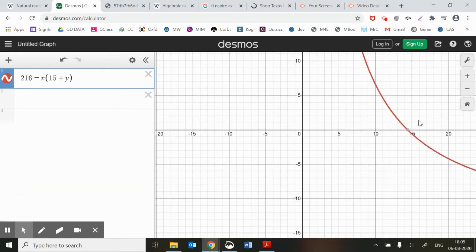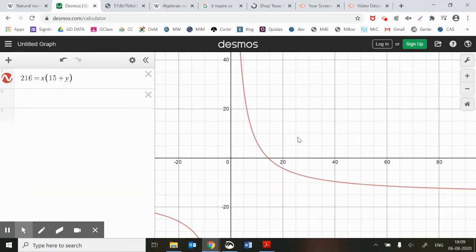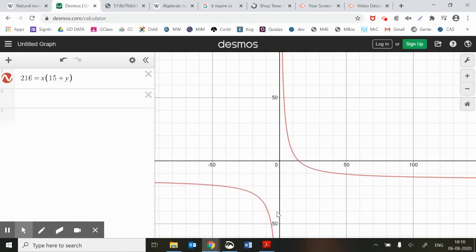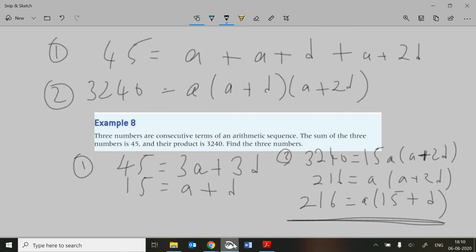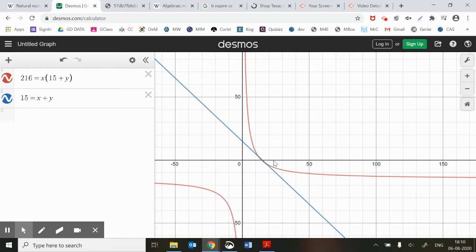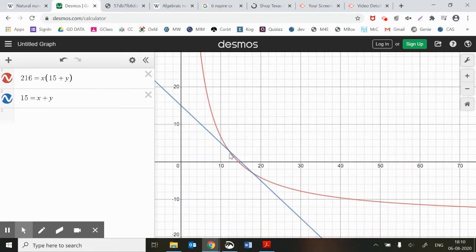Let's get rid of that. I was playing around with it earlier. So there's the function. Interesting function. It's got 2 asymptotes, an asymptote there, and a horizontal asymptote, in fact. Okay, so let's have a little look. That was one of the equations, and the other equation was 15 equals x plus y.